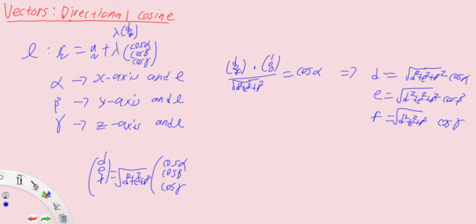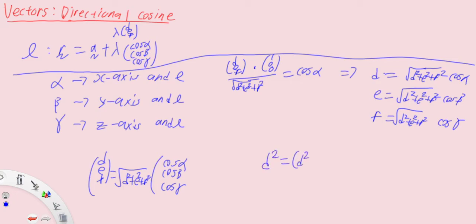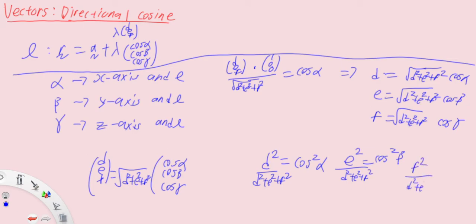Okay, I'm going to do something really fun here. So I'm going to draw a line across so that we can focus on the top and the bottom. Now, I'm going to rewrite it a bit. So we're going to get D squared over D squared plus E squared plus F squared equals cosine squared alpha. And we do that for the rest. We're going to get E squared over D squared plus E squared plus F squared equals cosine squared beta, and same thing for our F. We're going to get F squared over D squared plus E squared plus F squared equals cosine squared gamma.